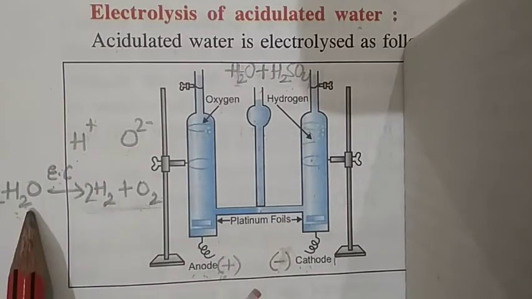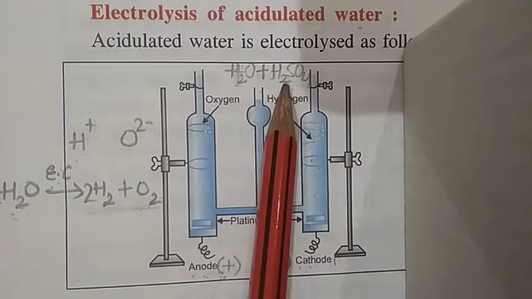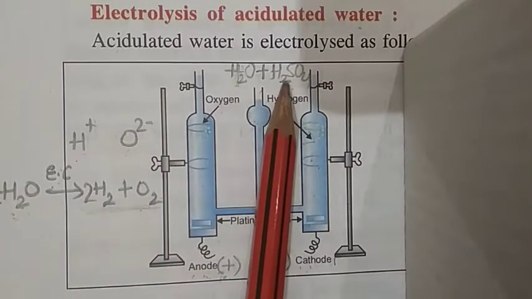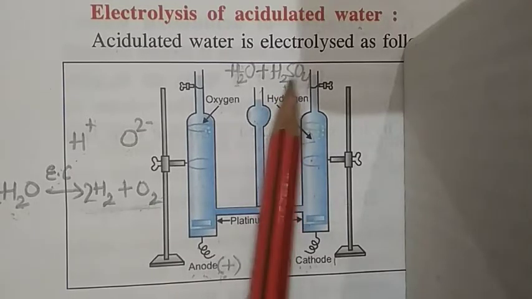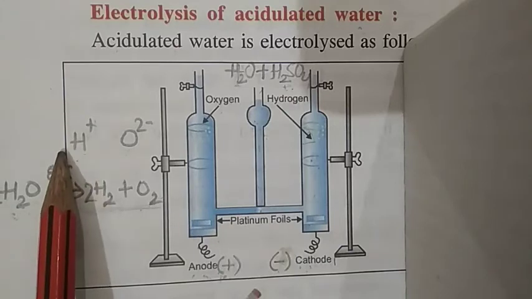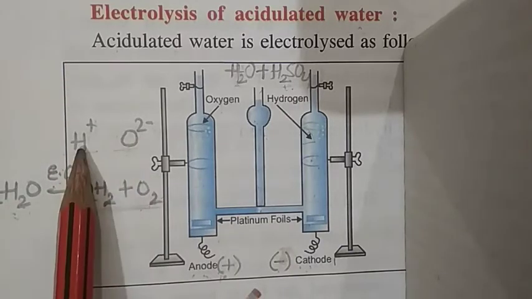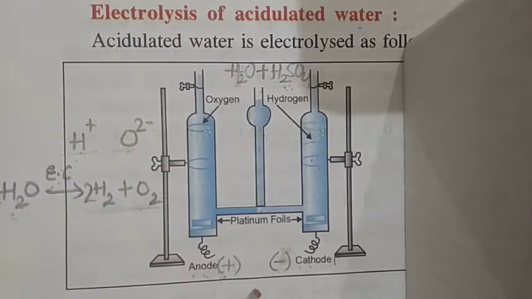Pure water is a weak electrolyte, so we are adding here a strong electrolyte, which helps in the ionization of water molecules into ions. As we have seen here, this is the positive ion and this is the negative ion. A positive ion is known as a cation and a negative ion is known as an anion. Okay, so like this they will split and be collected into the different glass tubes.